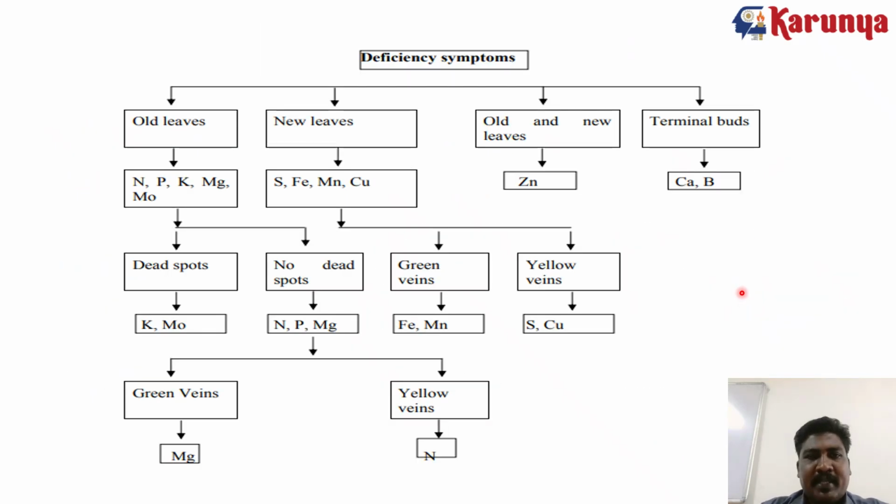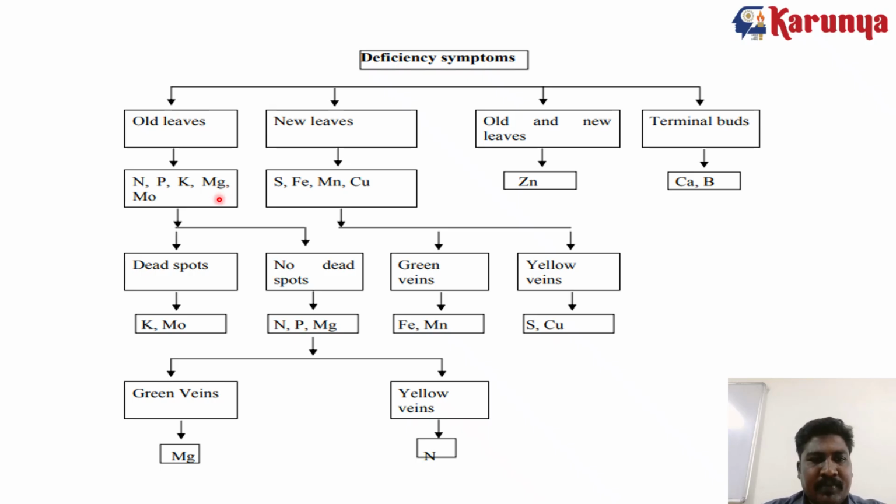So coming to the identification method of deficiency symptoms, you can differentiate the symptoms by seeing whether they appear in older leaves or new leaves. Sometimes the deficiency symptoms will be shown in both older as well as new leaves, and some nutrient deficiency will show particularly at the growing tip of the plant, that is called terminal buds. So when you are seeing the deficiency symptoms in older leaves, that could be due to nitrogen, phosphorus, potassium, magnesium, and molybdenum. Among these five nutrients, it is very difficult to differentiate which nutrient is producing the deficiency symptoms. Sometimes the nutrient deficiency symptoms are very similar.